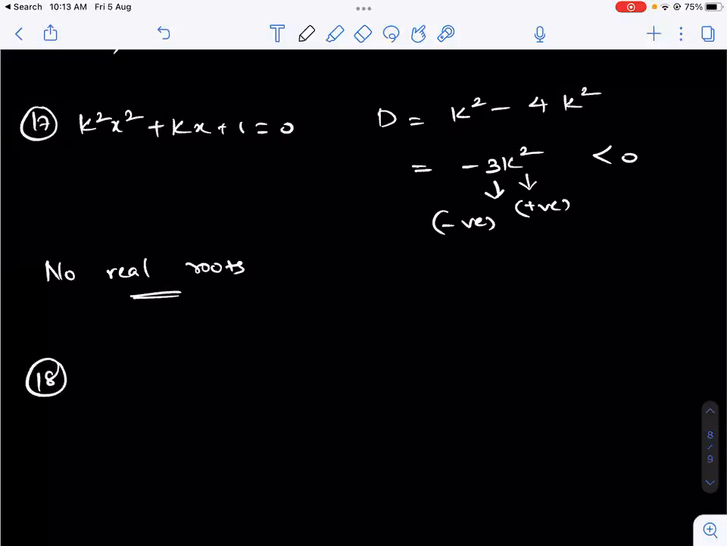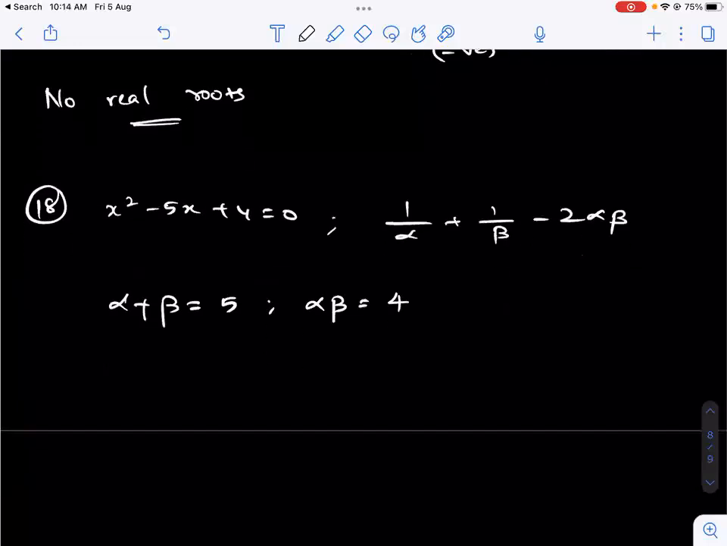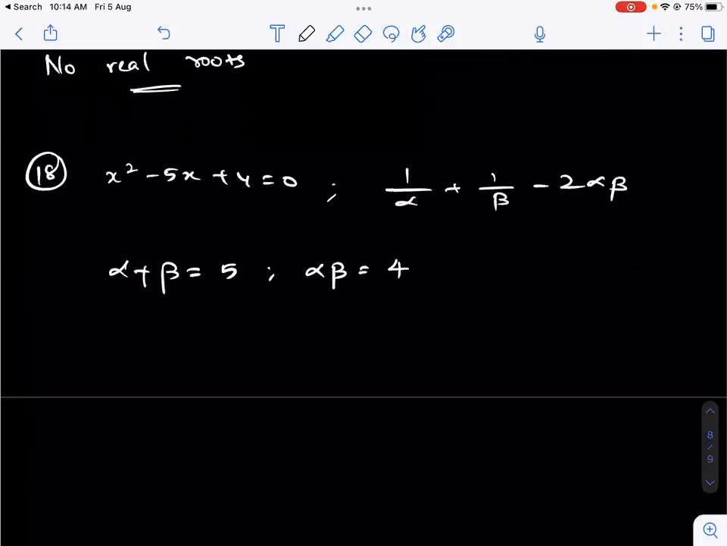So 18th one, if alpha and beta are the roots of the equation x square minus 5x plus 4 is equal to 0, then the value of 1 by alpha plus 1 by beta minus 2 alpha beta is. So alpha and beta, the roots of the equation means alpha plus beta is how much? Alpha beta is. So 1 by alpha plus 1 by beta minus 2 alpha beta.